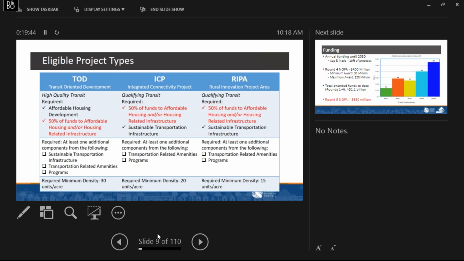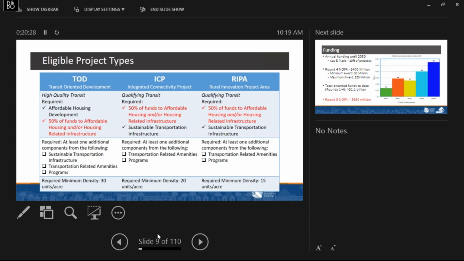have to have 50% of the funds going towards affordable housing and or housing related infrastructure. So that is new this year, that ICP projects are required to have a housing development. And they also must have a sustainable transportation infrastructure component, as well as at least one additional component of either transportation related amenities or programs. There's a required minimum density of 20 units to the acre here. We tend to see, in the last round, I believe we saw a median of around 50 units per acre for this project area type.